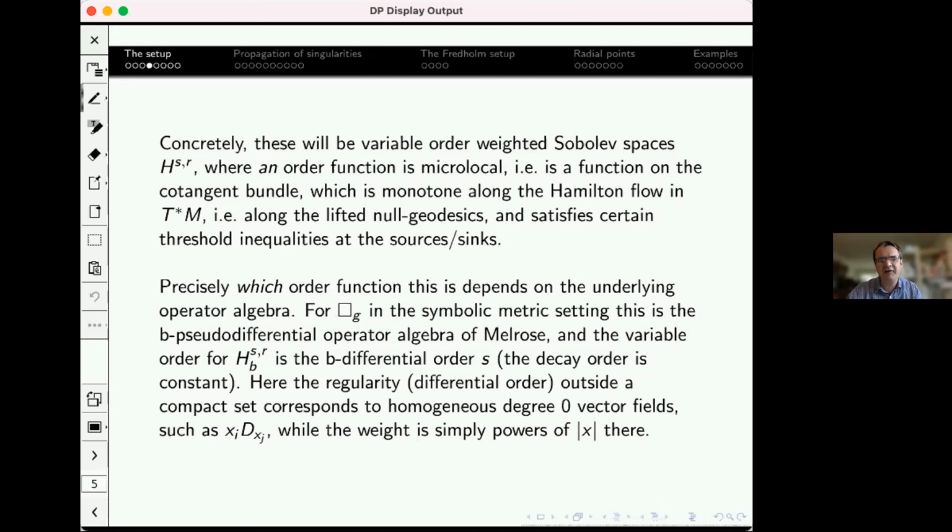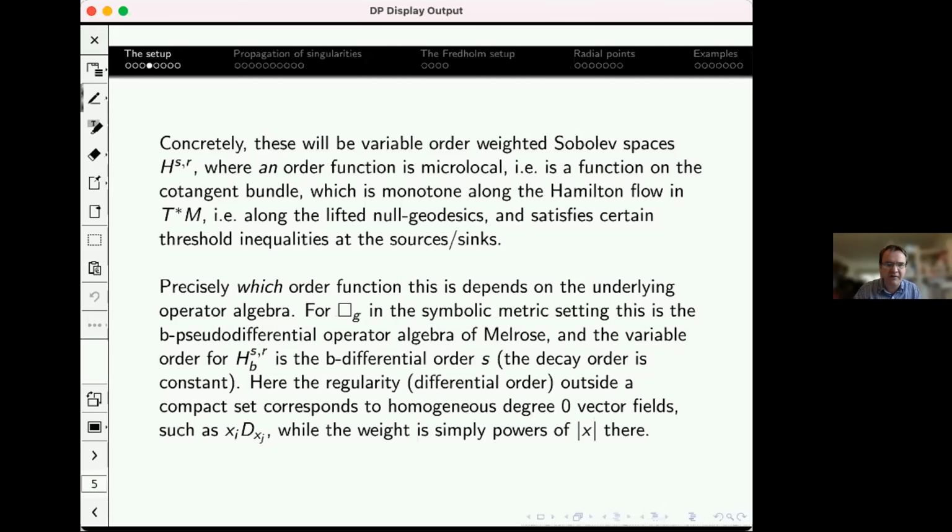But outside compact sets, you're measuring regularity relative to homogeneous degree 0 vector fields, like xi times d/dxj. So having these derivatives would be the constant order version. And this, by the way, is exactly the vector fields which encode symbolic behavior.